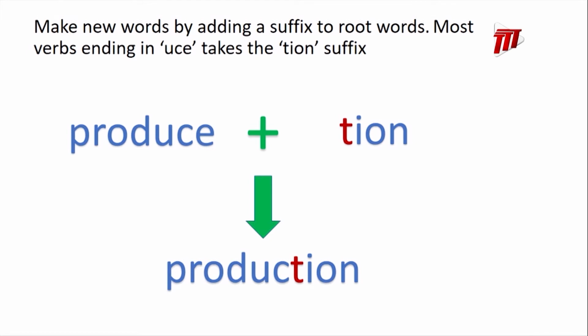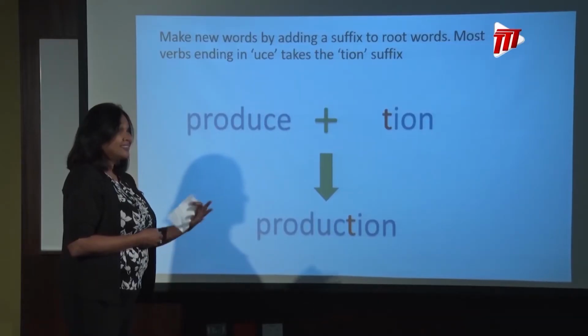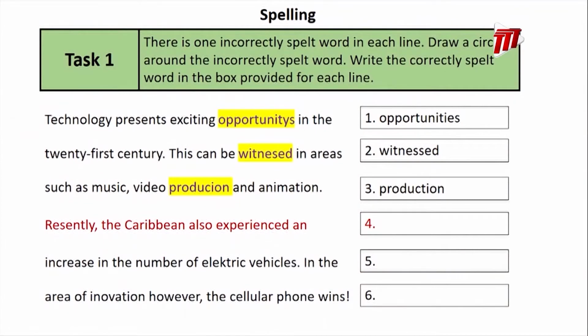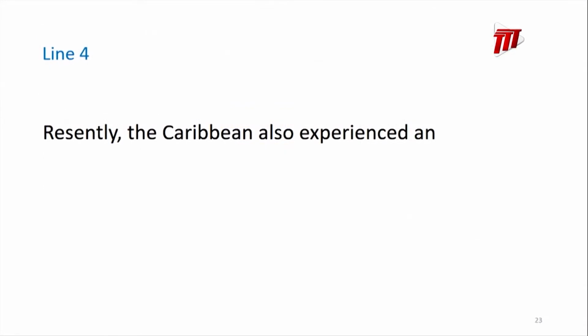Production. And all of the words ending in UCE that you come across would use the same rule. Deduce, deduction, D-E-D-U-C-T-I-O-N. Reduce, reduction, R-E-D-U-C-T-I-O-N. Seduce, seduction, S-E-D-U-C-T-I-O-N. And so on and so forth. So we circle the word production and we write the correct spelling in the box provided.